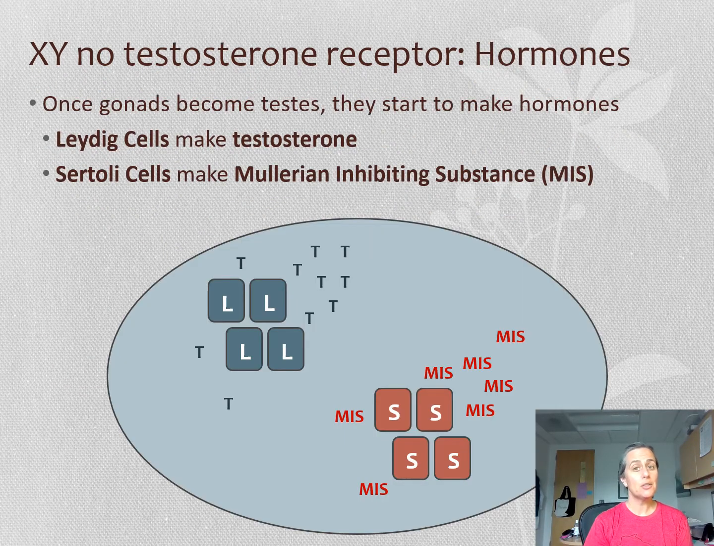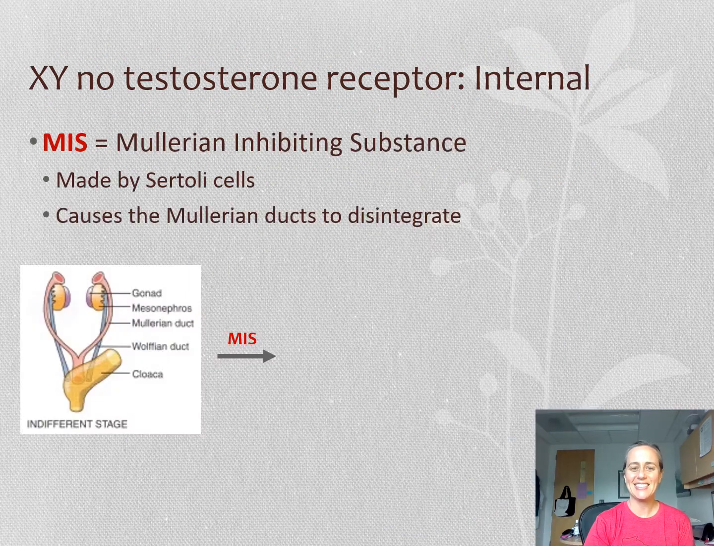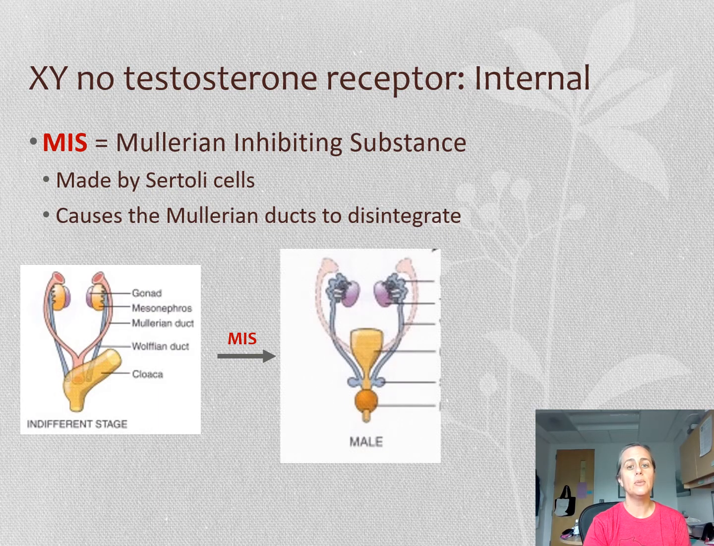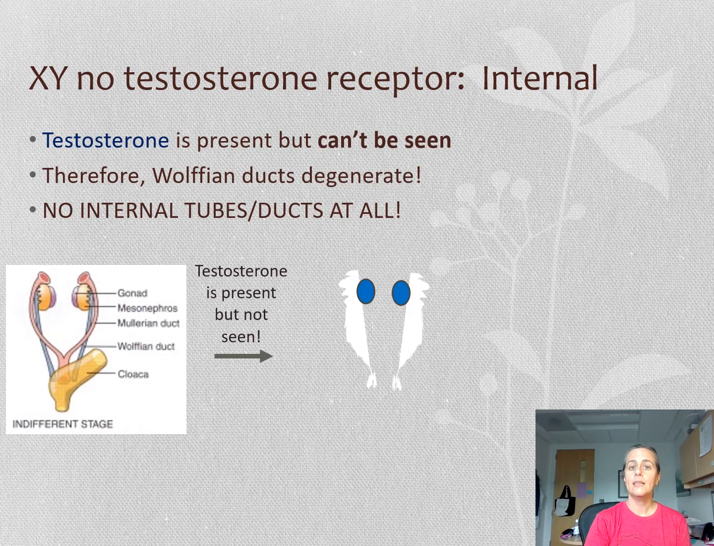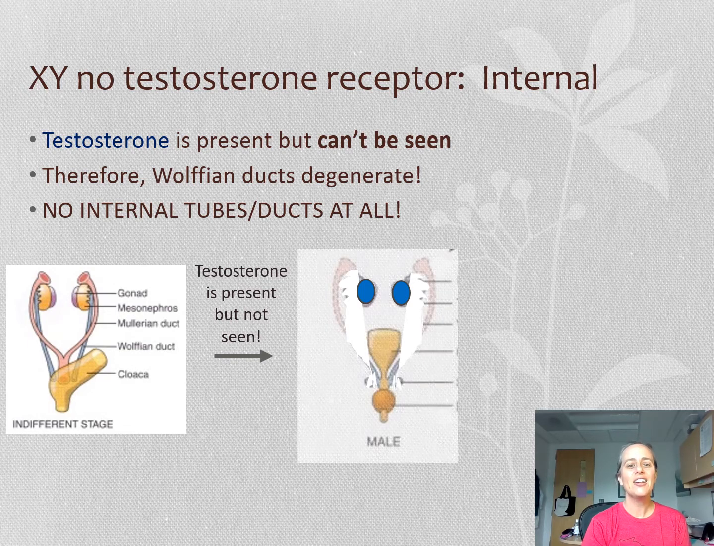Those late egg cells make testosterone, and the Sertoli cells make MIS. Again, sounding pretty familiar here. So that MIS is going to do its job, and it's going to cause those Mullerian ducts, those pink tubes, to degenerate, disintegrate, and go away. The testosterone is being produced, but it can't be seen. So those poor Wolffian ducts, forgive my poor animation skills here, are going to degenerate and go away.